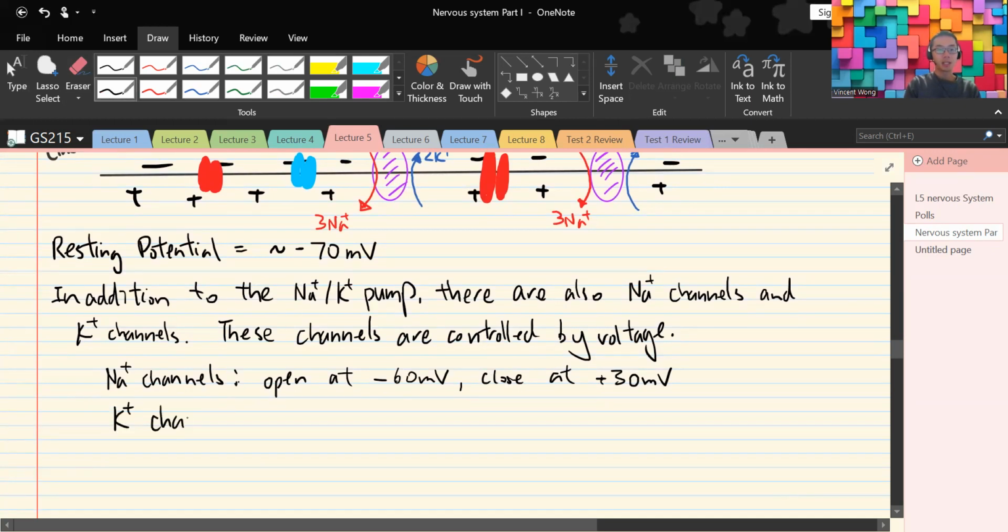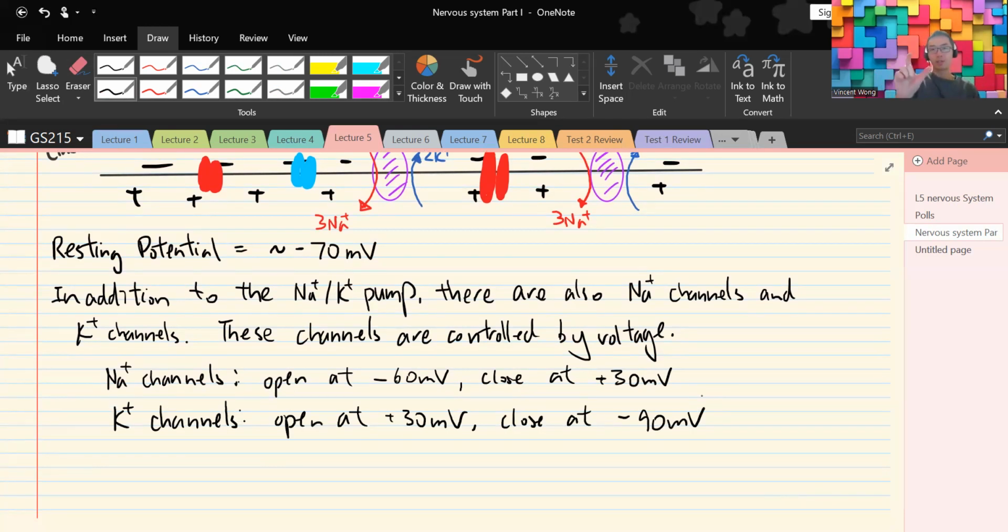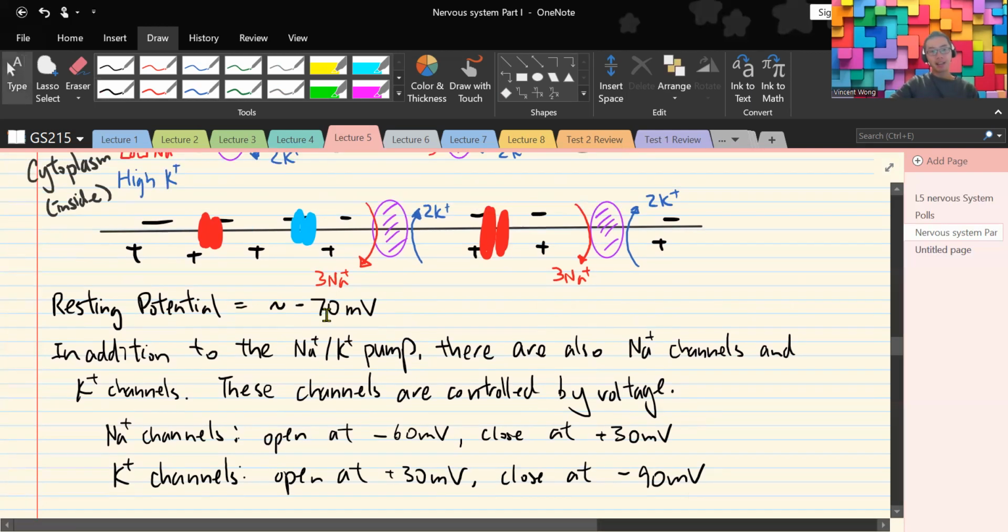Whereas the potassium channels will open at 30, and then they will close at minus 90. Each of them has a designated range where the channels will open, and if you're outside of that range, they will close. So currently we are at minus 70, which means it's outside of the sodium channels opening range and outside of the potassium channels opening range. That's why everything is closed right now.